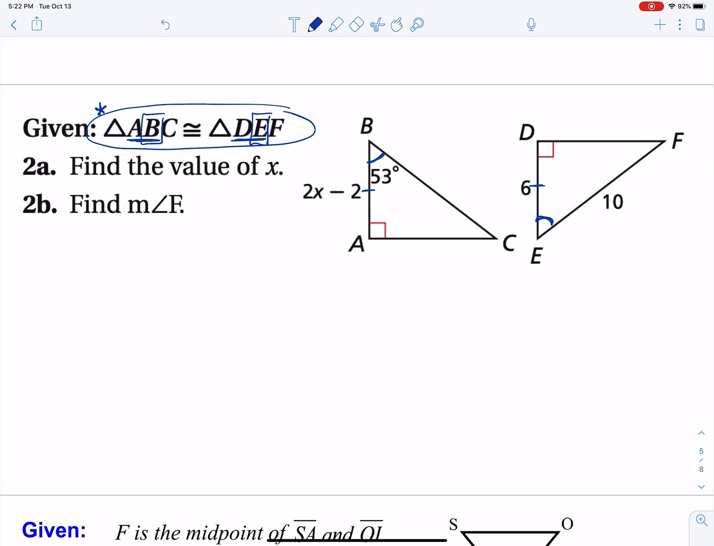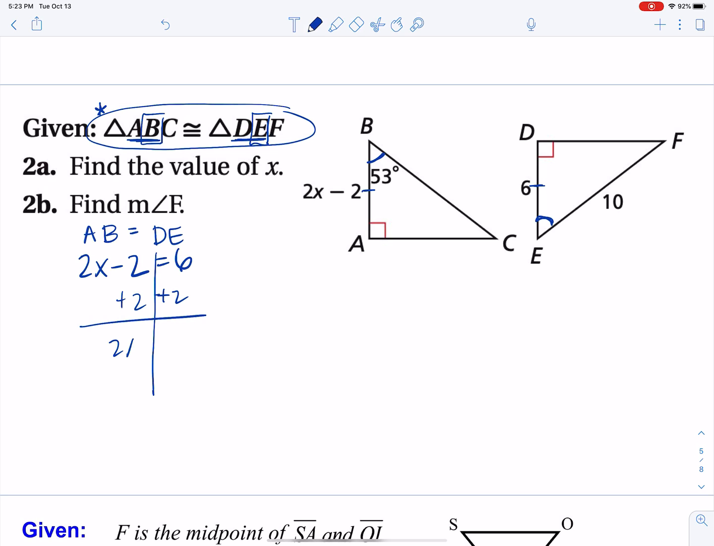Okay, so 2A, find the value of x. 2x minus 2 equals 6, because the distance between A and B is equal to the distance between D and E. So solving that, we get x equals 4. Now they also ask us to find the measure of angle F.